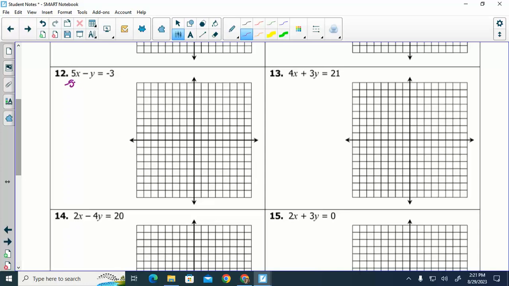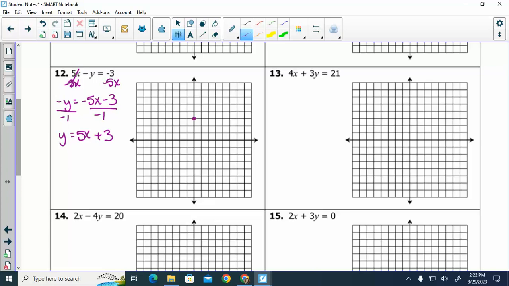So what do we have to do? Subtract the 5x over. So we have negative y equals negative 5x minus 3. And then? What does that give me? Y equals 5x plus 3. Okay, so to graph this, y-intercept is positive 3.